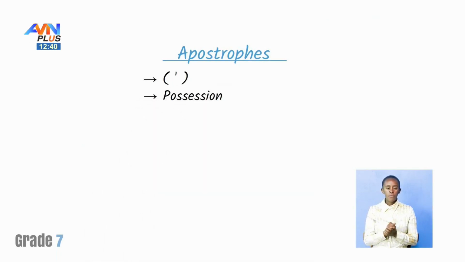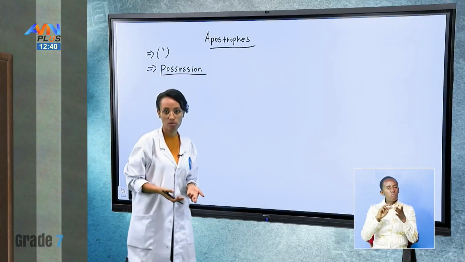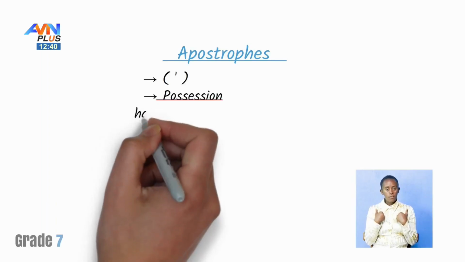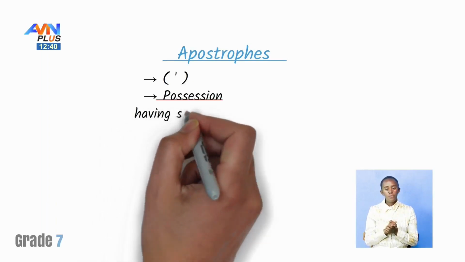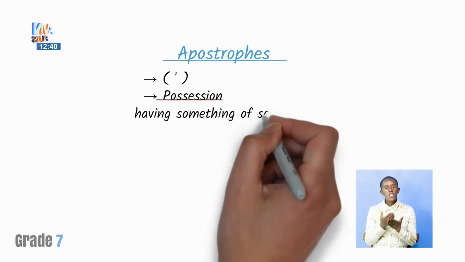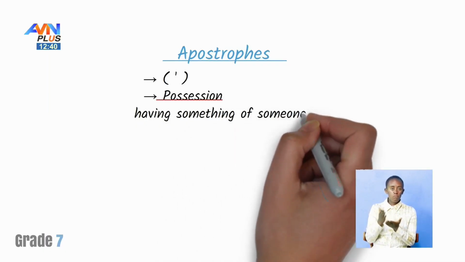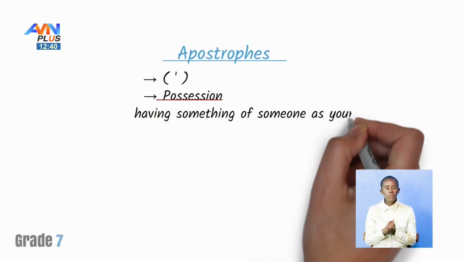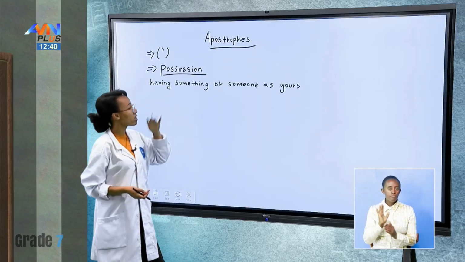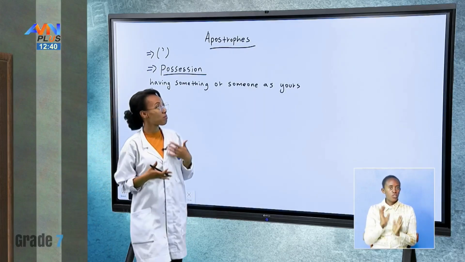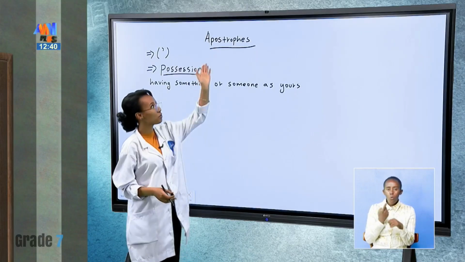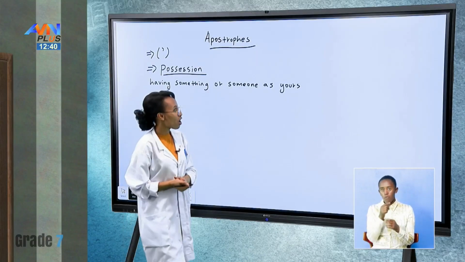Possession. So what does it mean, possession? Possession means having something or someone as yours or belonging to you. So this is possession. And in possession, almost all the time, we use apostrophes.